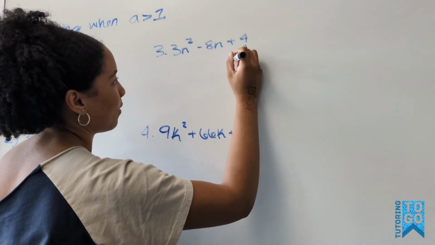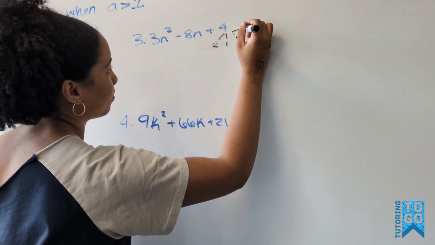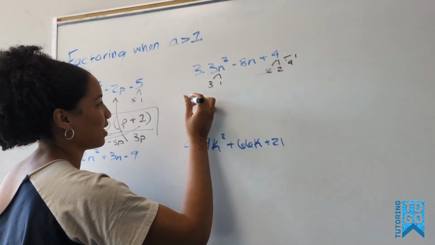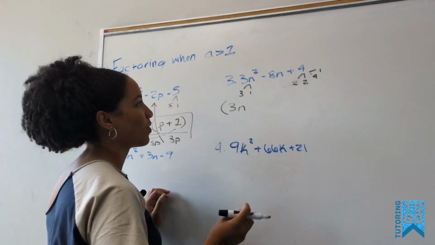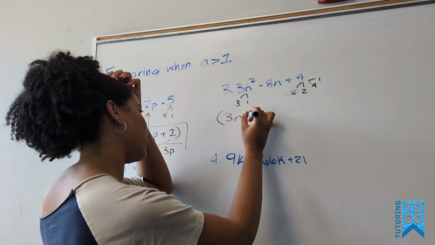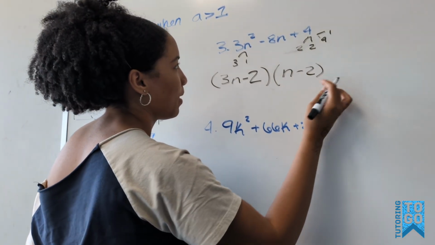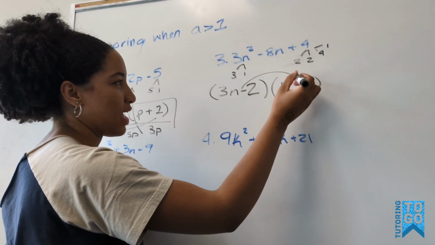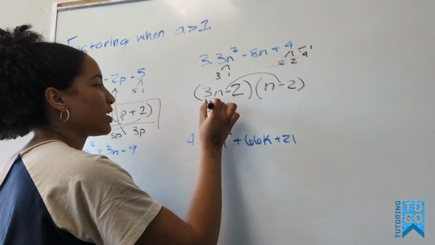For the next one, it's the same thing. 4 is factorable by 2 and 1, but also by 4 and 1, and 2 and 2. And 3 is only factorable by 3 and 1 again. So you know that this is still going to be 3n, and then in order to get it to equal -8, you would still have to multiply by -2, and so the other side would be n minus 2 as well, because this has to be negative, but this still has to be positive, so when these two multiply, it will equal the +4.